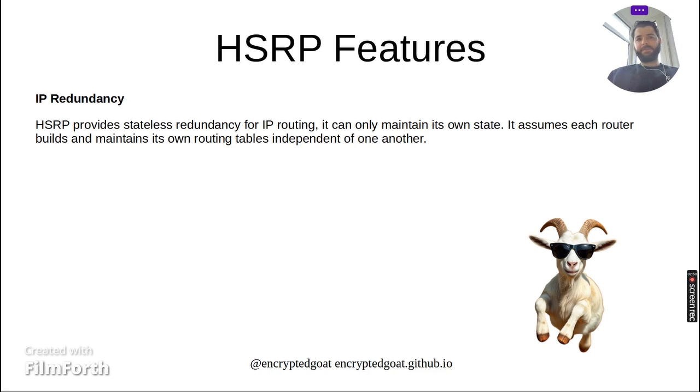And the last one here is just IP redundancy. It provides stateless redundancy for IP routing, which means it can only maintain its own state. It assumes each router builds and maintains its own routing tables independent of one another. So that's another thing to take into consideration, like I said before, if you've got any static routes in the table on other routers that may conflict if they switch over. Just make sure you've got that covered.